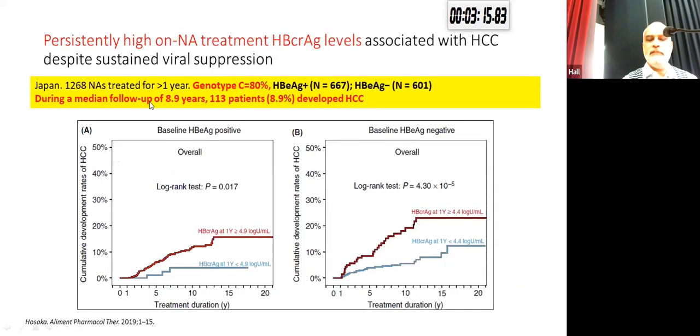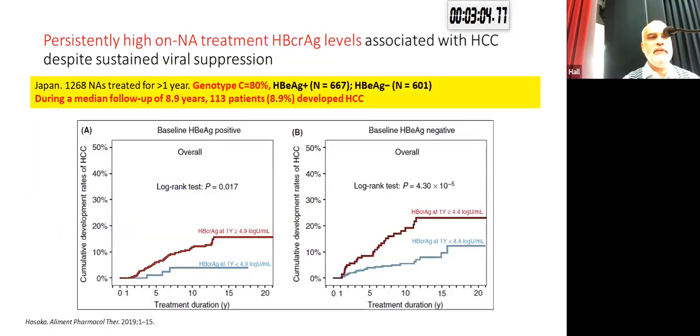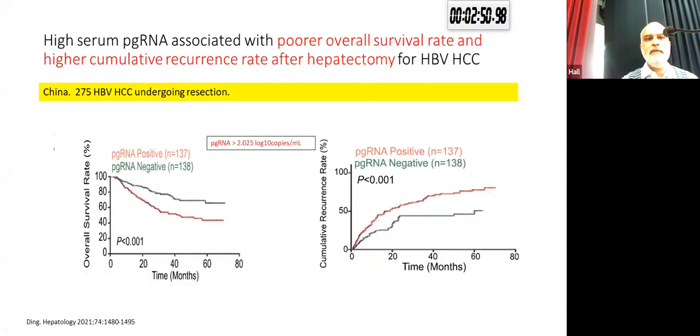These studies show that if the baseline HBV RNA is elevated, then they have a higher risk of development of HCC in the future, even on NA therapy. And similarly, high core-related antigen levels at 1 year on nucleoside analog therapy also predict that patients are more likely to develop HCC in the future. Similarly, when patients undergo resection for HCC, high serum pregenomic RNA at the time of resection portends poorer overall survival rates and high recurrence rates after resection.